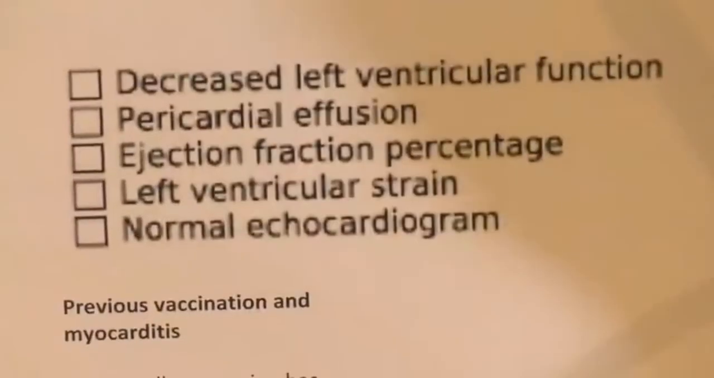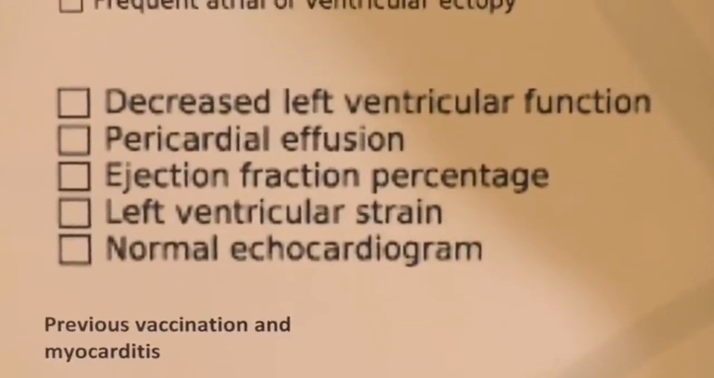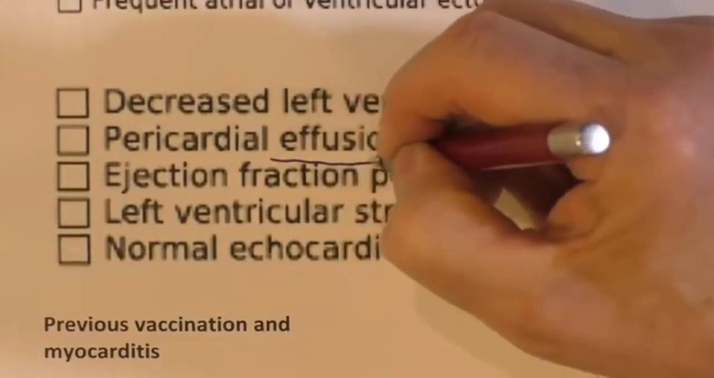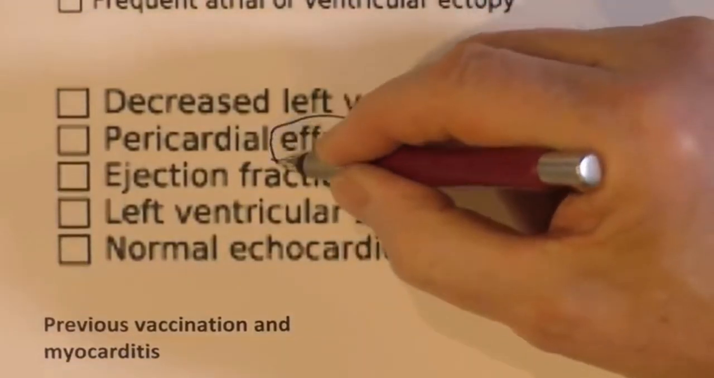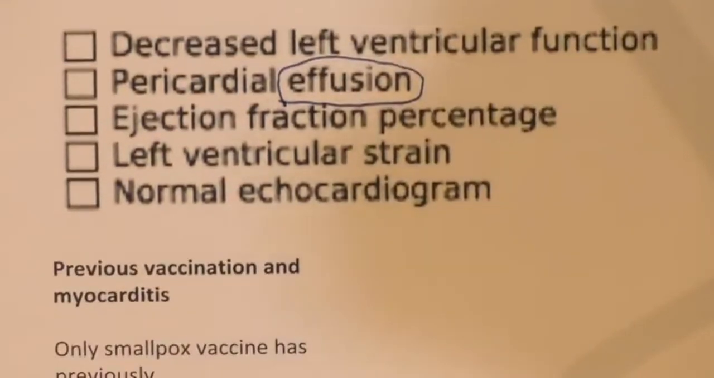Or another part, decreased left ventricular function, pericardial effusion. What is an effusion? Well, an effusion is a collection of fluid, but how would you know that? Ejection fraction, all these things, how would you know them? So how on earth could a member of the public fill out one of these forms? Well, they couldn't. I don't see how they could. I just don't get it.